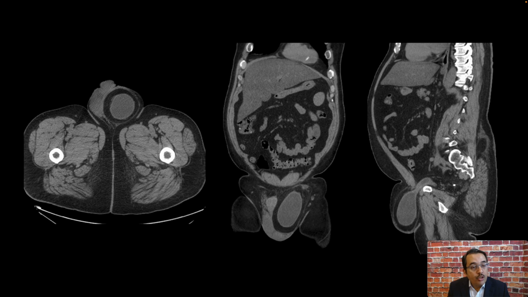Next patient shows an interesting finding of a large left-sided inguinal hernia, and the hernia has an enhancing wall and internal fluid attenuation, and on the sagittal image we find that it's a part of the urinary bladder that has herniated into the left scrotum.